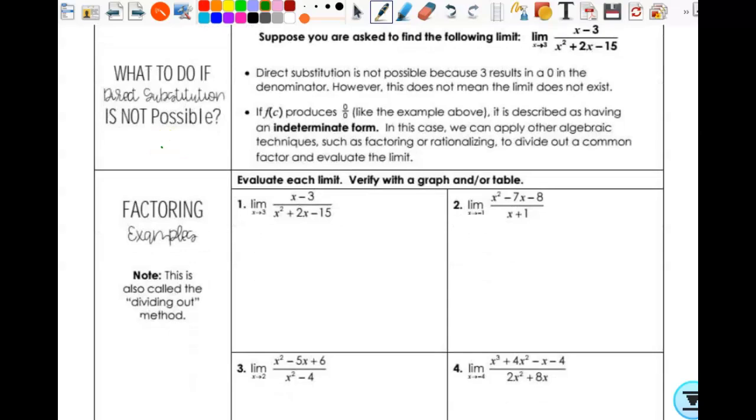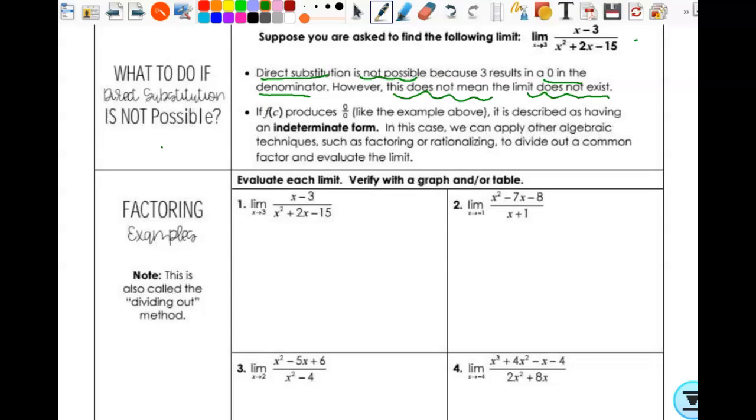So suppose you're asked to find this limit right here. And if we substitute in 3, it says direct substitution is not possible because 3 results in 0 in the denominator. However, this does not mean the limit does not exist. Not only do we get 0 in the denominator here, we get 0 in the numerator.